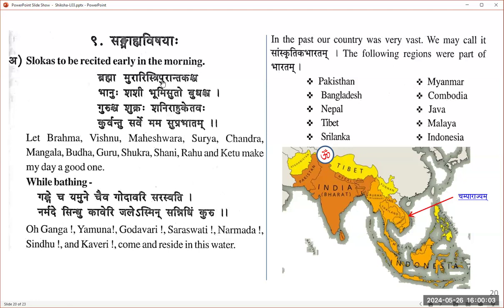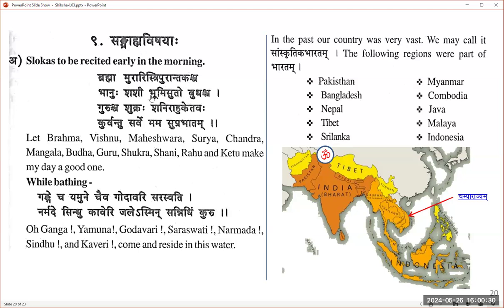Actually, I'm confused. I think, yeah, Murari is Vishnu and Tripurantaka is Maheshwara. Antaka in the sense being the one who brings the laya, I think. Okay. Bhanuhu, Surya, Shashi, Chandra, Bhumihi, our Mother Earth.